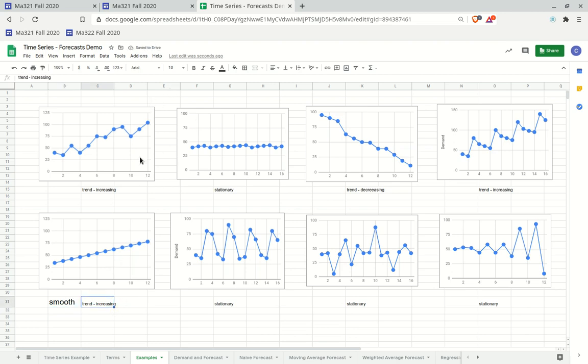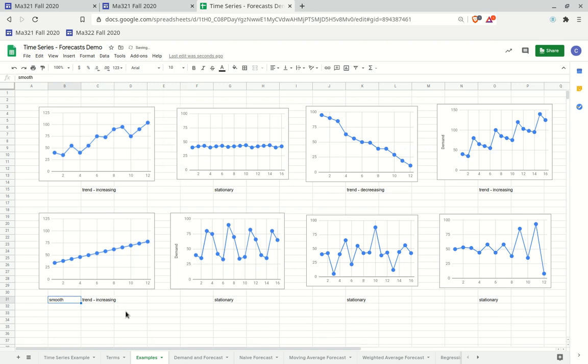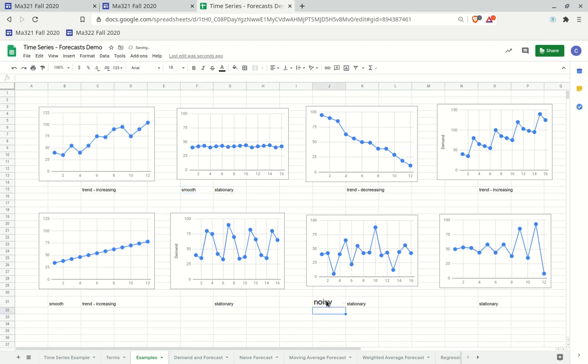Let's see, I want 10. Okay, so that one's smooth. Let's find some other ones that are smooth. This one up here I think is smooth as well too. It's pretty smooth. It certainly doesn't look like this one, right? I'm going to call this one noisy down here. So noisy. Okay, and I'll come back and fix those in a minute.